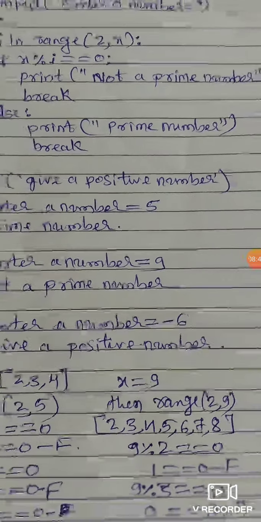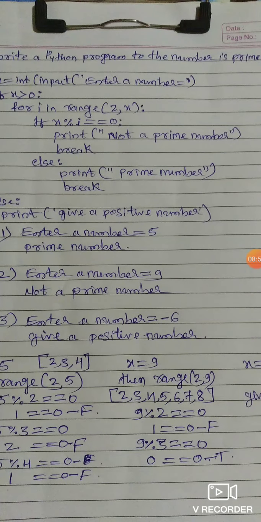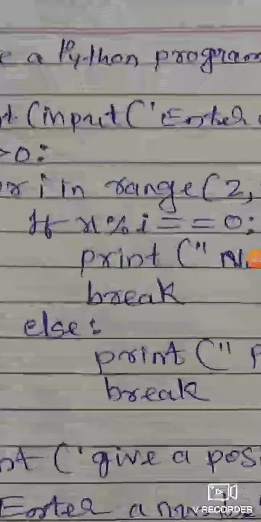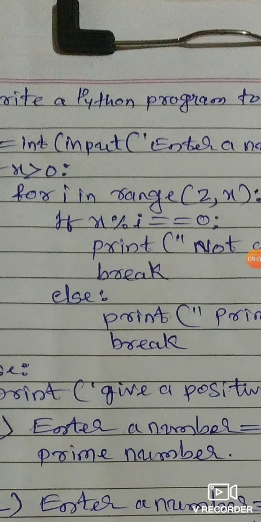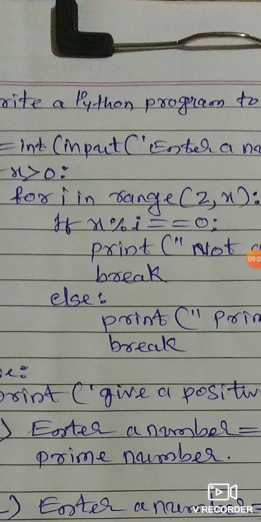Good, some students verified the program and found a mistake in the logic. I had written x mod 2 in the for loop, but it should be x mod i. That is good. It shows that you are following the programs.